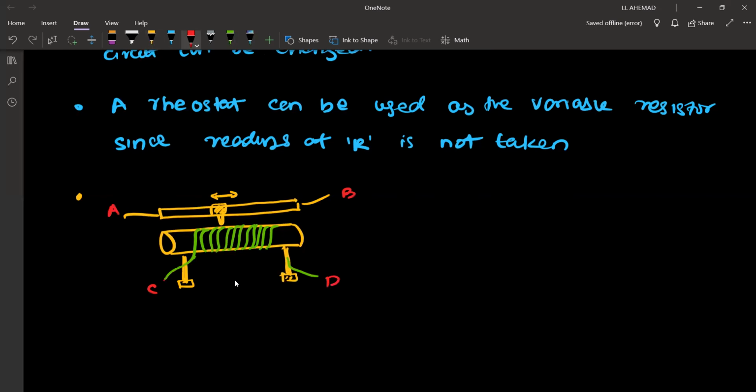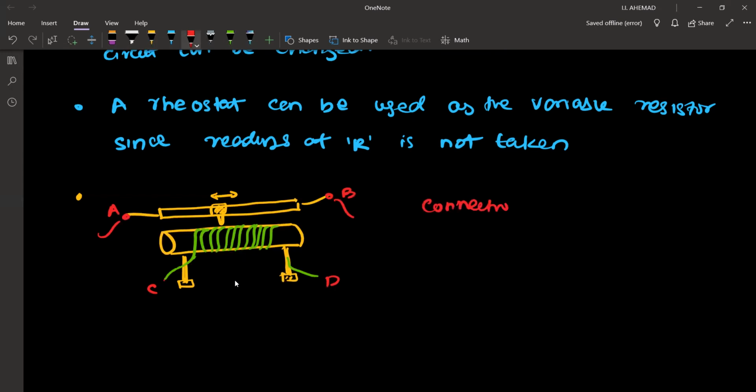A question, don't note this. Can I connect between A and B? That means, can I connect a wire to A and another wire to B and make it a variable resistor? What is your idea? This is possible.